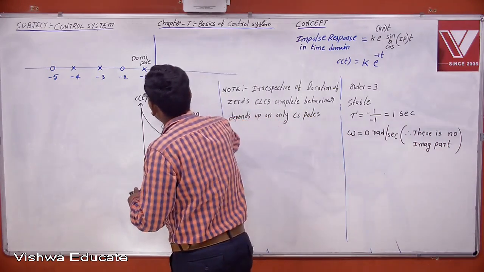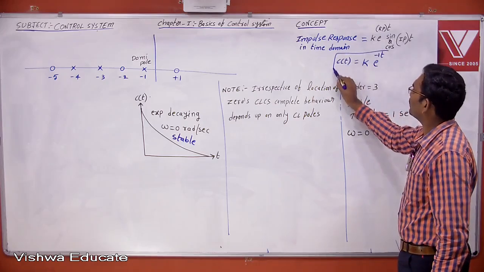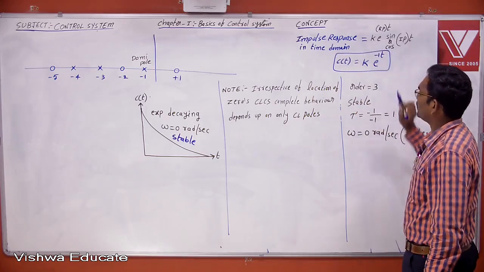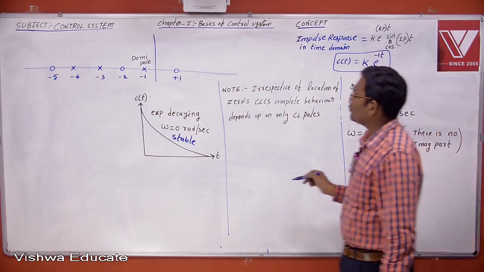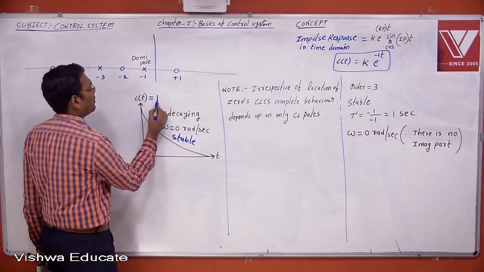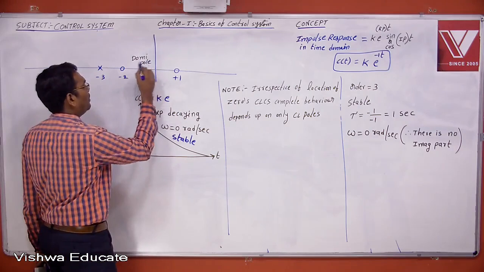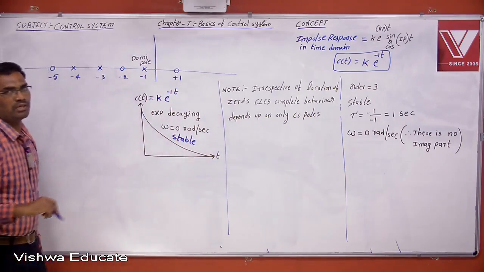So, this is the impulse response in time domain directly for that particular problem, without doing partial fractions and all these things. Some constant into e power real part into t. That's why the response is exponentially decaying. Therefore, some constant e power real part equal to -1 into t. The response is exponentially decaying.